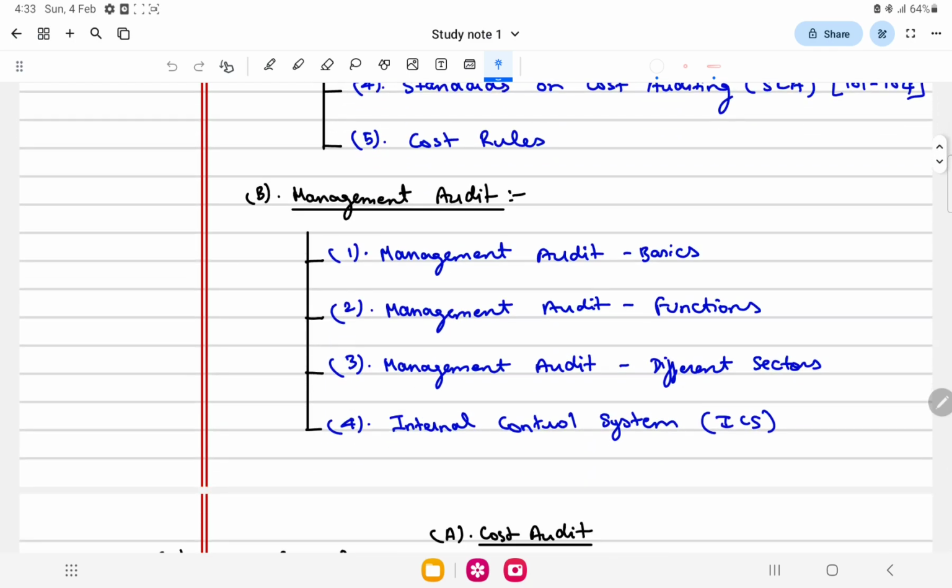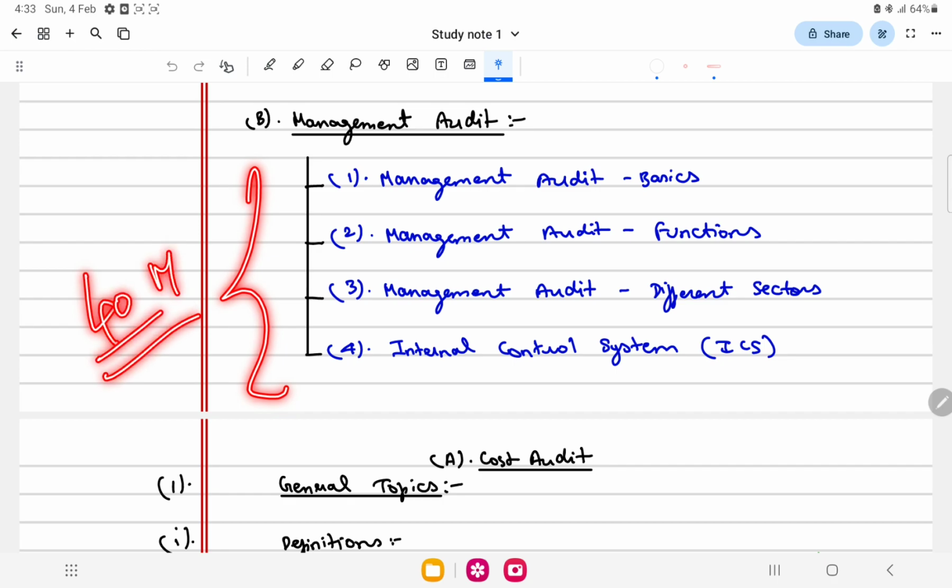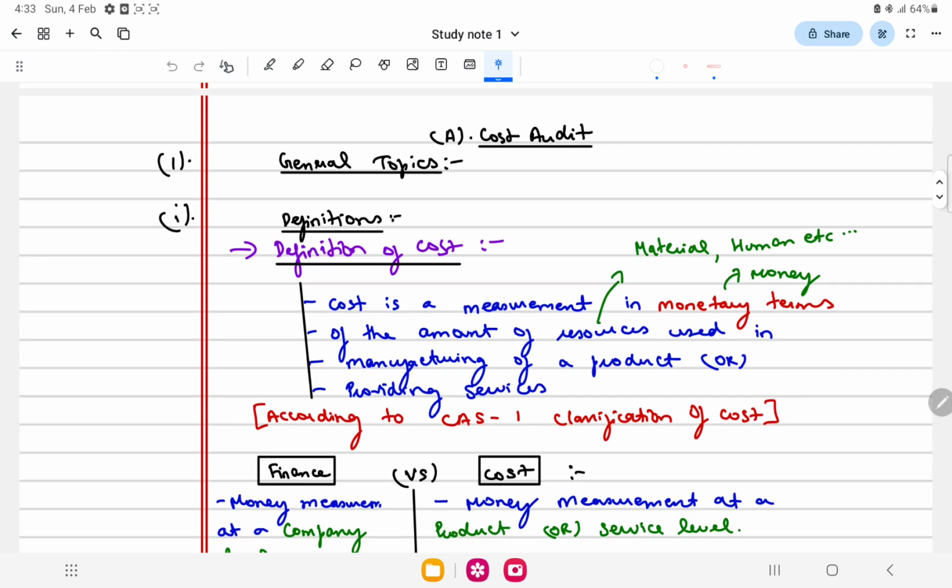In the same way, for the balance 40 marks, Section B, which is management audit, you are going to see 4 important topics: management audit basics, management audit functions, management audit in different sectors, and internal control system, which is ICS. So these are the 4 major topics for 40 marks.